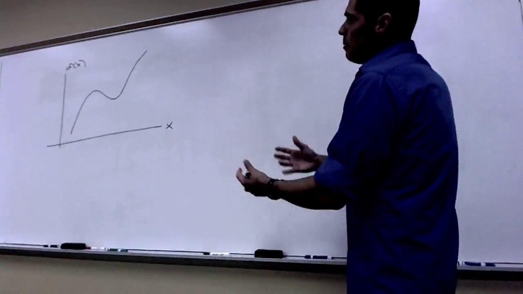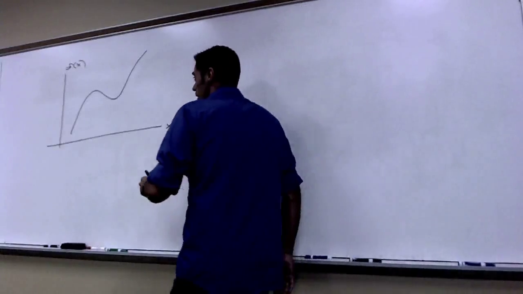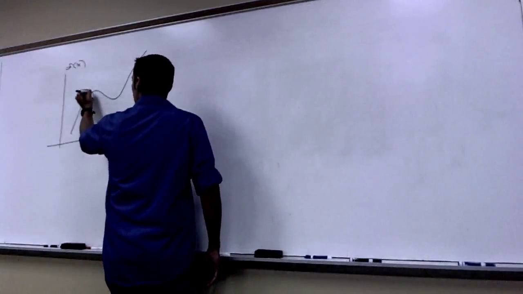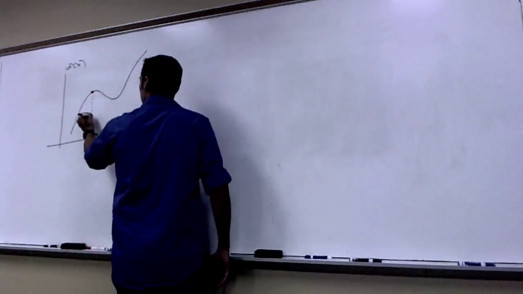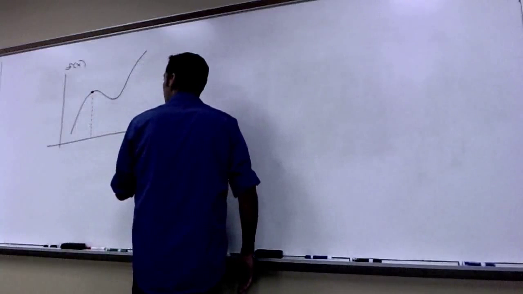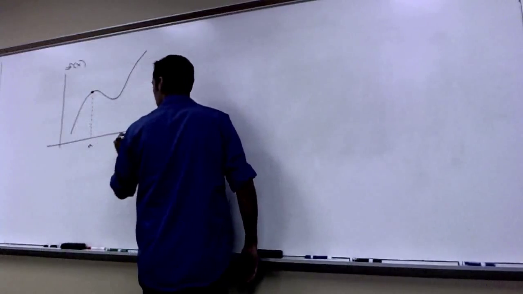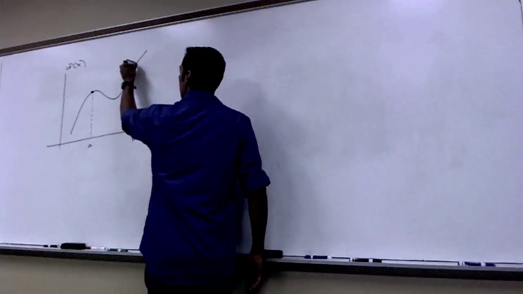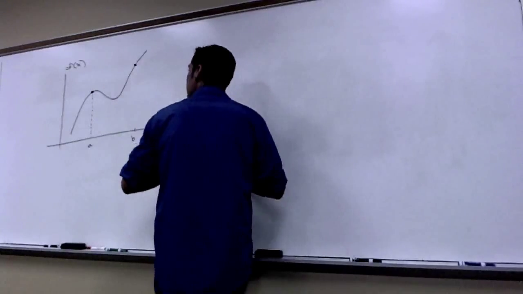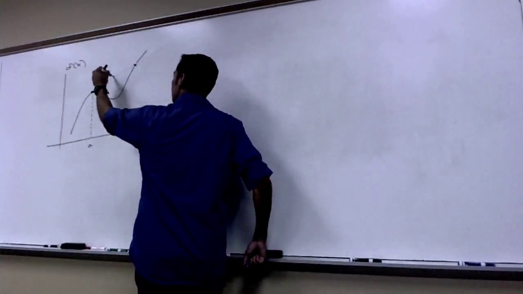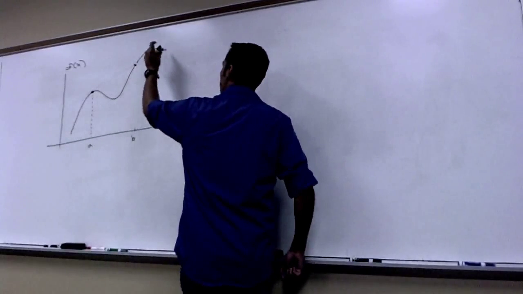So let's just say we have a function, and I want to take a point on that function, and let's say I'll take another point on that function. I'll call this point A and this point B. And I want to connect these two with a straight line. And I'm going to call that the secant line.